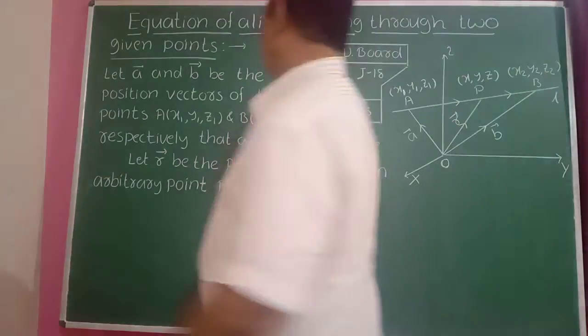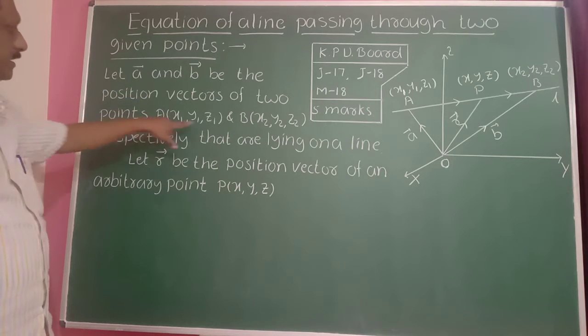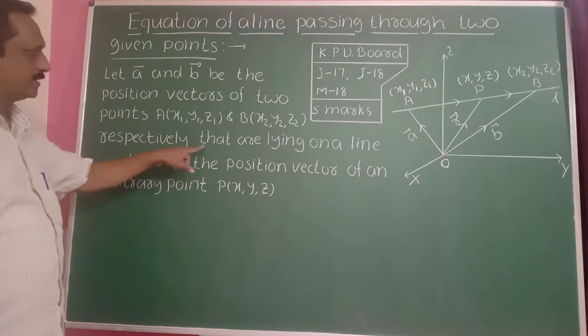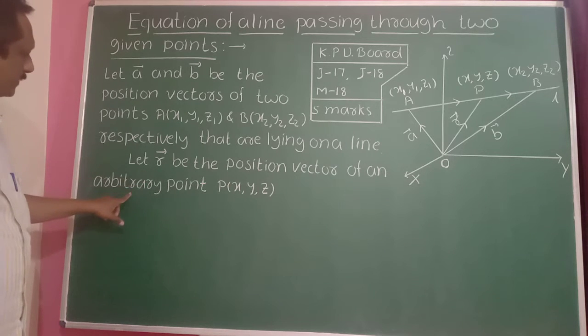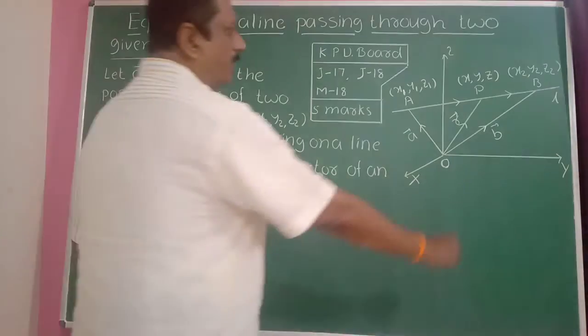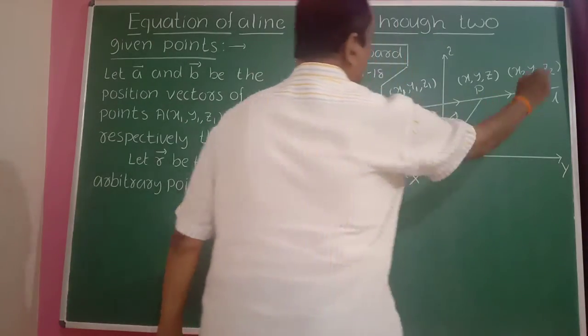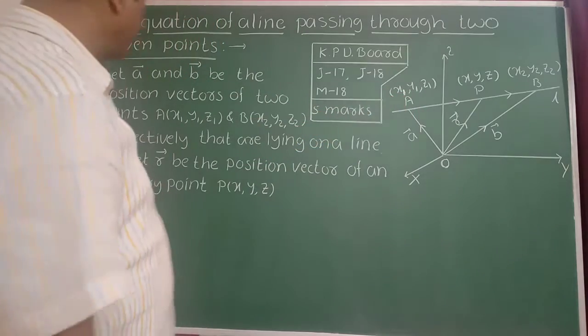Let A bar and B bar be the position vectors of the two points A and B respectively that are lying on a line. R bar is the position vector of an arbitrary point P, (x, y, z). Here, point P lies on the line AB if and only if AP and AB are collinear.